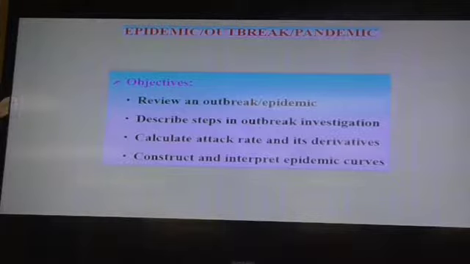I think we touched the basics of outbreak investigation, especially in describing disease pattern. So I will go briefly on what outbreak and epidemic is, and then we describe steps in outbreak investigation. We also look at a few measures of association in outbreak investigation. And then finally, you will try to construct and interpret epidemic curves.